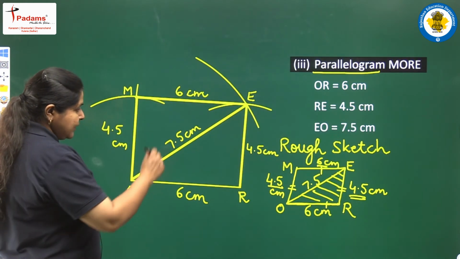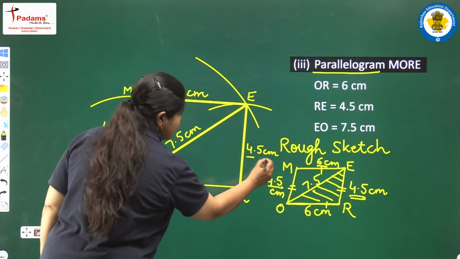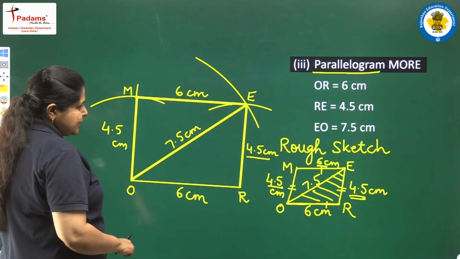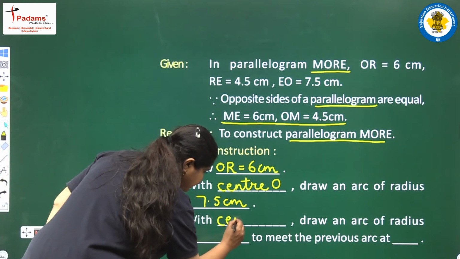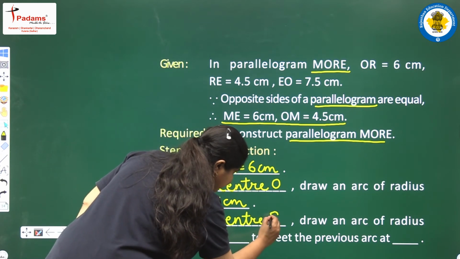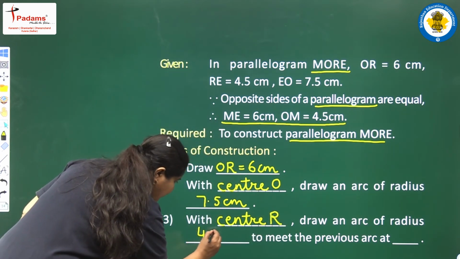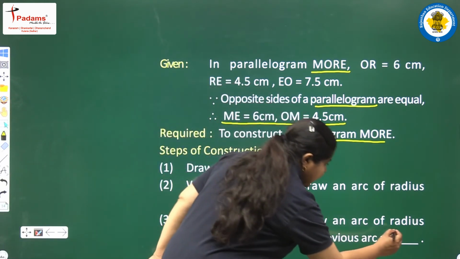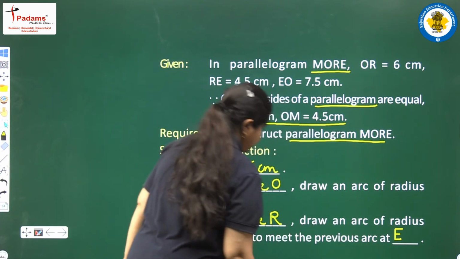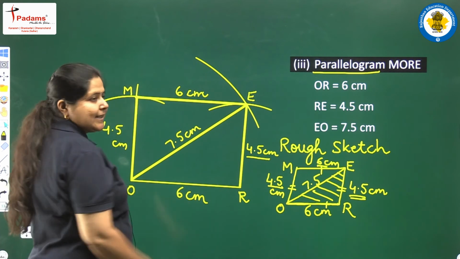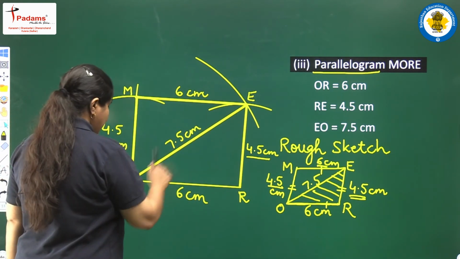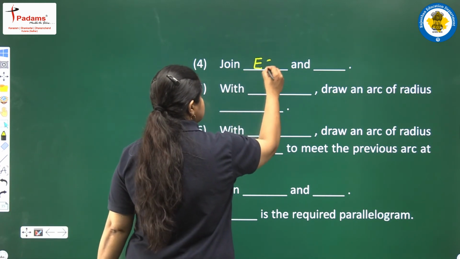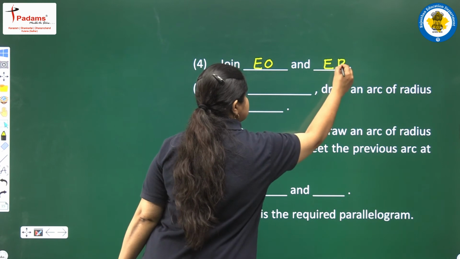And then we have with center R and radius 4.5 centimeters, draw another arc to get the point E. So, we write here with center R, draw an arc of radius 4.5 centimeters to meet the previous arc at point E. You can see here we got this point E. Then we joined EO and ER, and so we will write it here, join EO and ER.